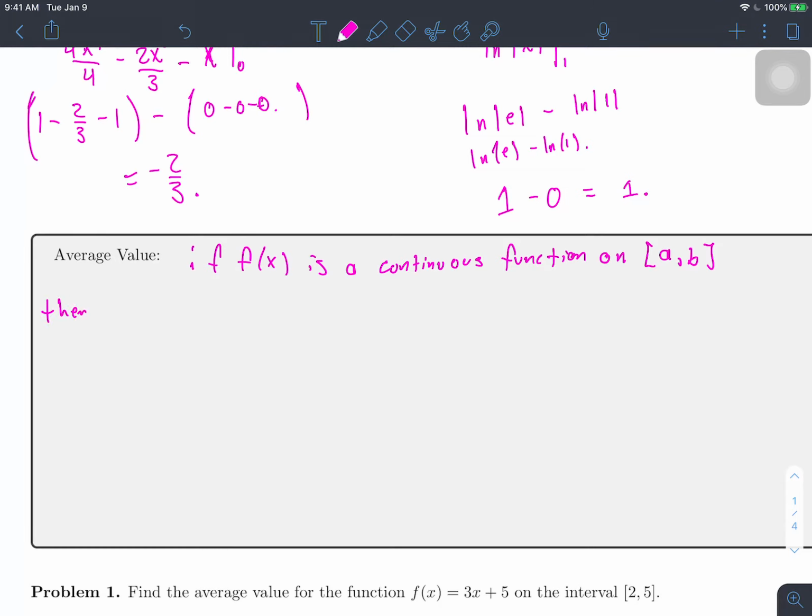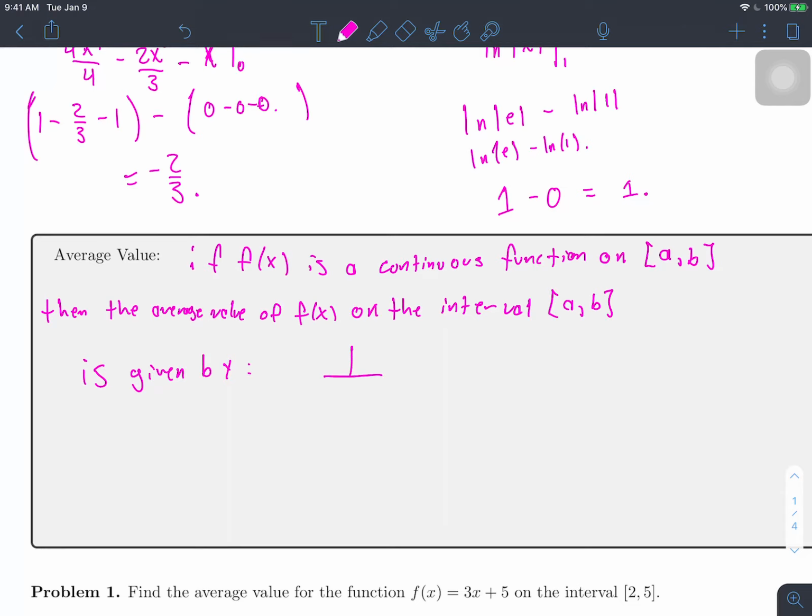Then the average value of the function f of x on the interval a, b is given by the following formula. 1 over b minus a integral from a to b f of x dx.